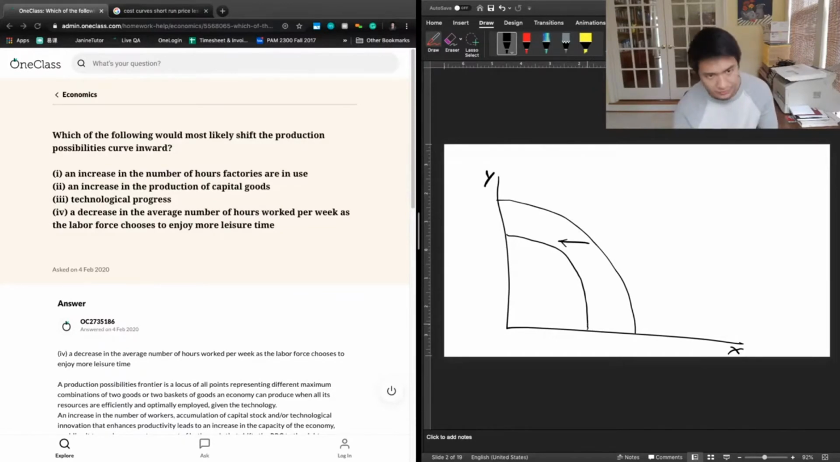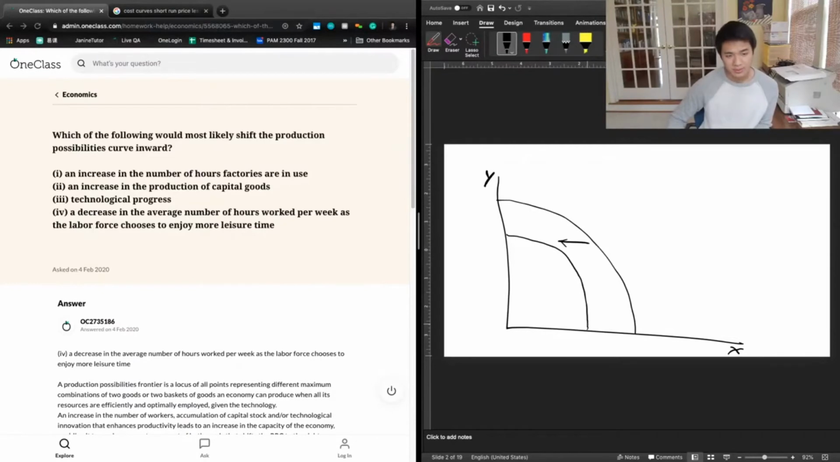So if the production possibilities frontier is going to shift inwards, what we're looking for is something that reduces the total amount of output that we would expect from this economy in producing either good X or good Y. And so let's take a look at which answer choice indicates a reduction in the ability of the economy to produce. So A says an increase in the number of hours the factories are in use. So if anything, that's going to increase the production capacity of the economy, not decrease it. So we're not going to choose that answer.